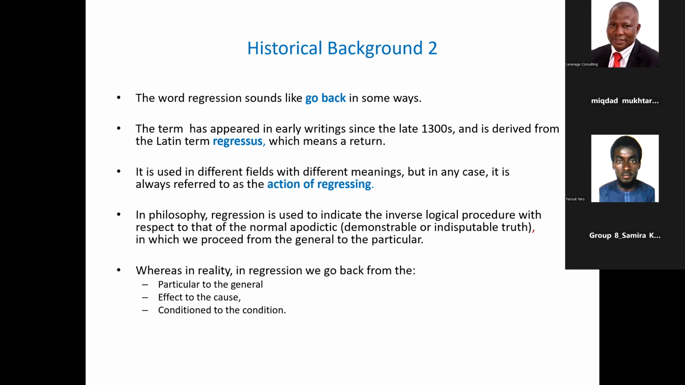When we say particular to general, you are trying to give a general model from the particular data you have, effect to cause. In regression, you are looking at what are those causes of those things. For example, what are the determinant factors of high blood pressure, or hypertension? So you are moving from effect to the causes. So hypertension, what are those factors that determine hypertension? The effect is the hypertension, the causes are those factors. Condition to the condition: maybe the hypertension is a condition, and you look at what causes it.